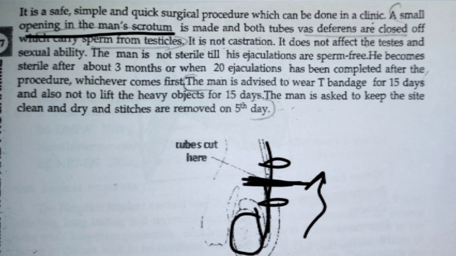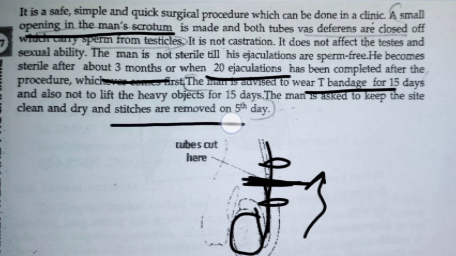And soon after performing, it doesn't work. This method takes months, almost 3 months. In number terms, a person can still eject sperm about 20 times even after performing this method. After 3 months, this method starts to be effective, and for 15 days the person is asked to wear a T bandage, and he is not asked to lift any weight, no heavy exercise, and nothing should be performed by which pressure is applied on his body. And then after 5 to 7 days, the stitches which were applied will be removed.